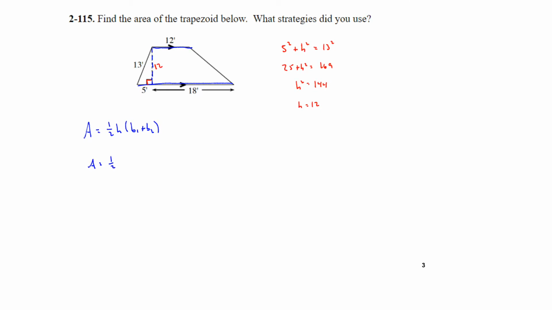So now we have the height, 1/2 times the height, and then base 1, we could say the 18 plus 5 is 23, plus the other base is 12. So half of 12 is 6, and then 23 plus 12 is 35. And then 6 times 35 is 210, and it's measured in feet squared.